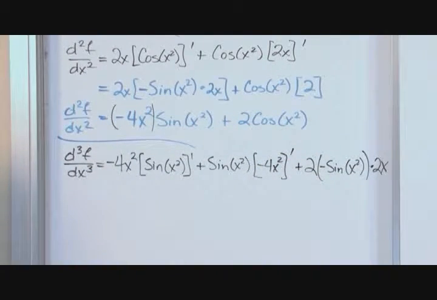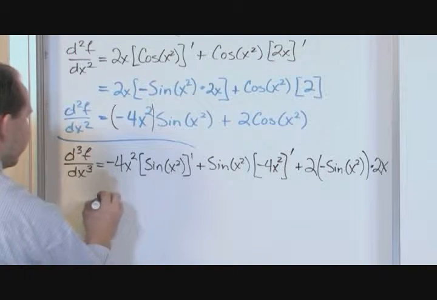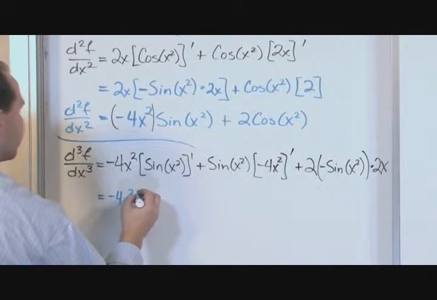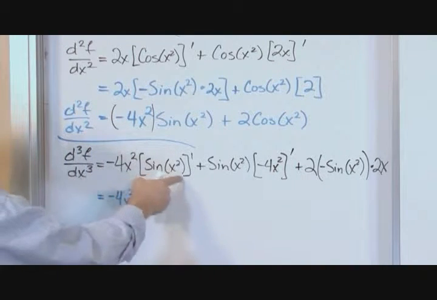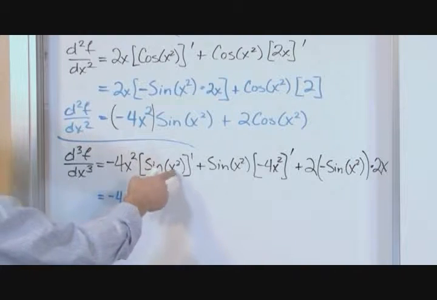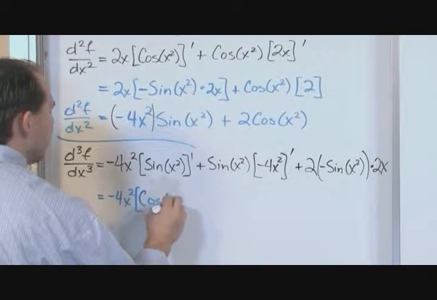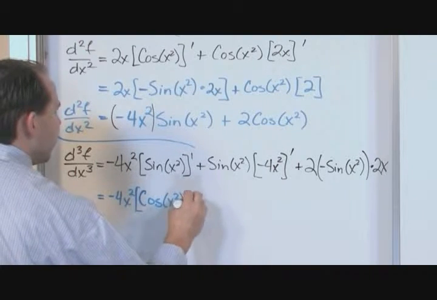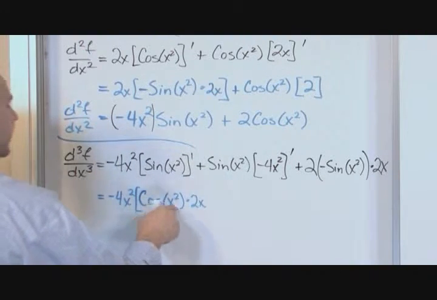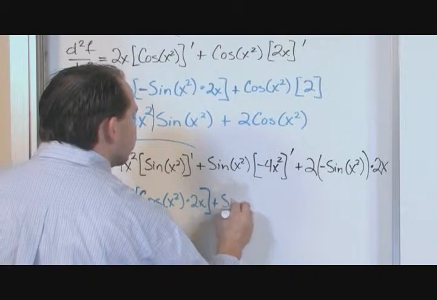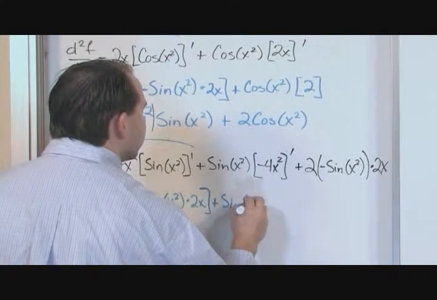So it looks a little bit ugly. Let's tidy it up a little bit. All right, and take these derivatives. So what we're going to have is negative 4x squared. And then in the inside of this bracket, we still have to take the derivative of this sine, but we have the x squared in the middle, so the derivative of sine is cosine x squared. We have to multiply by 2x because of the derivative of the inside. And then we have plus sine of x squared.